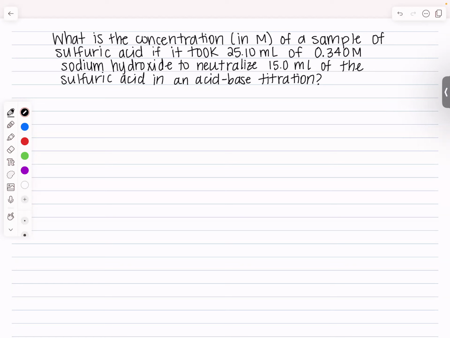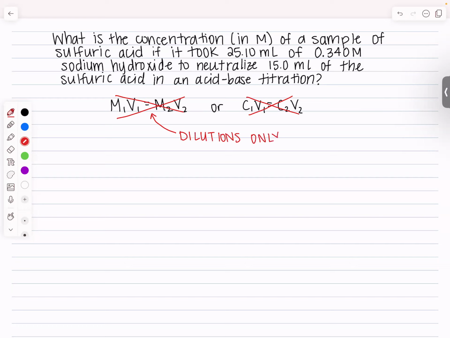Now, one big mistake that students make often is trying to use M1V1 equals M2V2 or C1V1 equals C2V2 for titration problems. These are not going to give you accurate answers here. While they may work in some reactions, they're not going to work in all reactions. These are dilution formulas, so we only want to use them for dilutions. And how can I tell when I'm using a dilution or not?